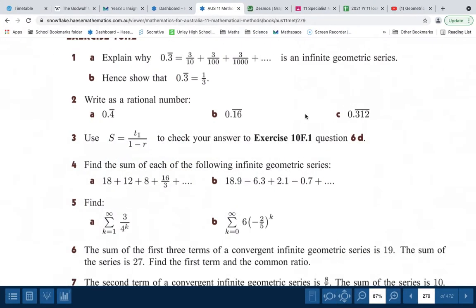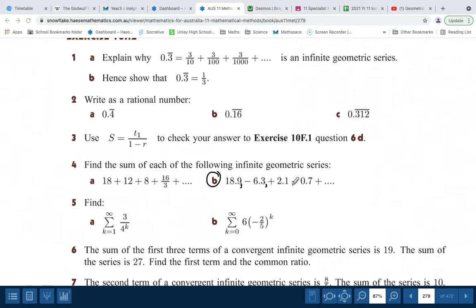Have I still got a pen? Yep, I do now. And it's a type of question you've done before. Question 3 I've actually done in a previous video. Question 4 we might look at as well. So let's look at 4b, just because it looks a bit messier.